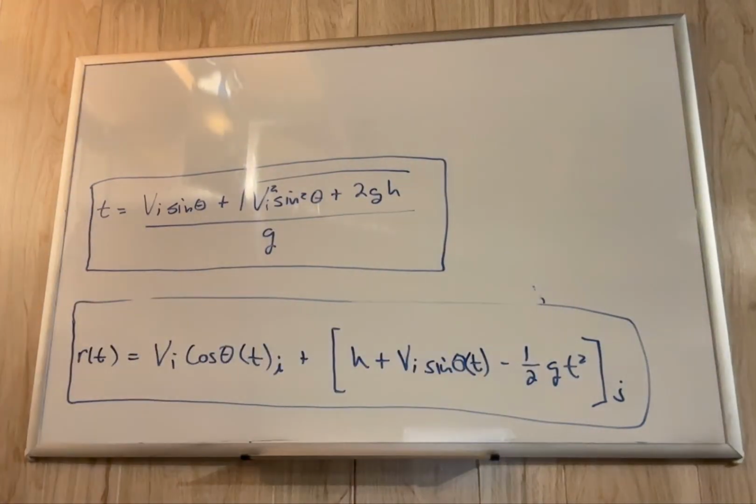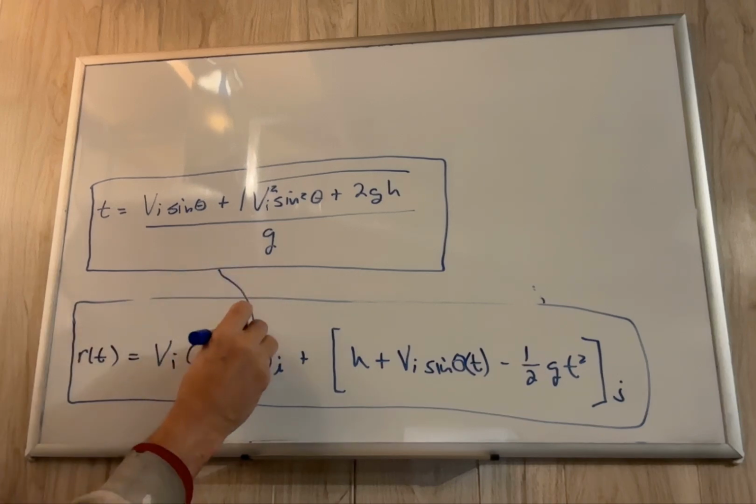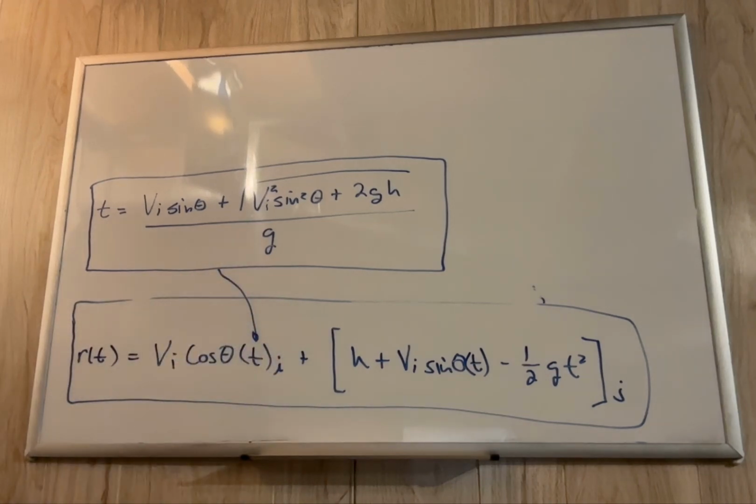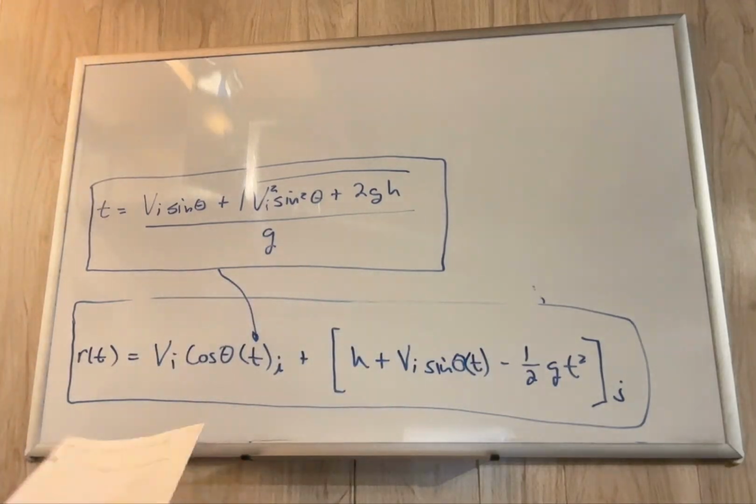If this is our time, why can't we put this time into here? Well, we can. You actually can do that. Well, kind of running out of room, but I can do that. Let's see if I can do that with the amount of room I have. I need a bigger board. Maybe if I get more followers, I can get a bigger board.